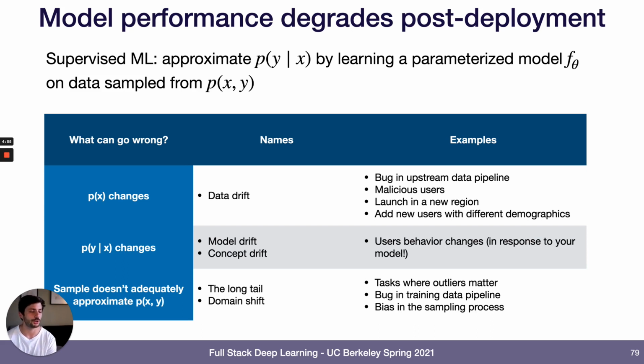So some examples are tasks where outliers really matter. If there's something in the probability distribution that only happens 1 out of a million times, but if you get the prediction wrong, that's really bad.